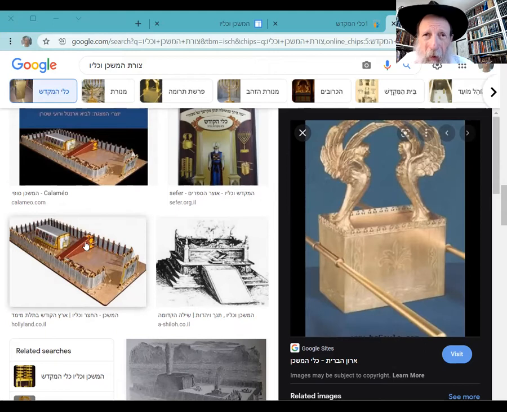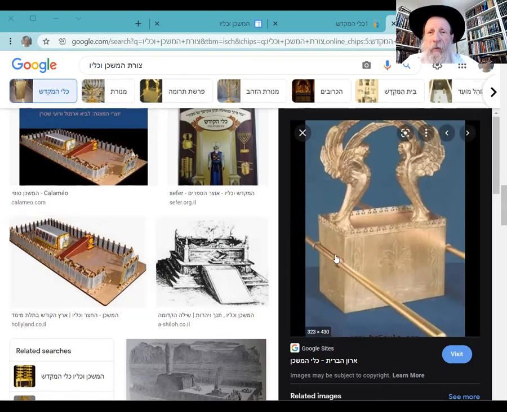The big altar wasn't here at the end. This part should be about over here, because it took up a little bit more than half of it. From here to here was 26 amas, and this whole courtyard was 50 amas. So it came up to about there. But that's how it looked in general, right? And then the Holy of Holies was right here. That's where the ark is.